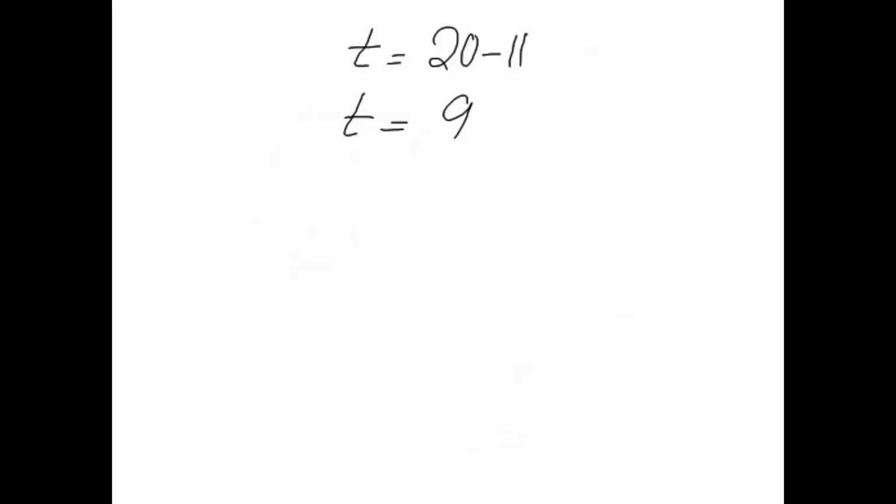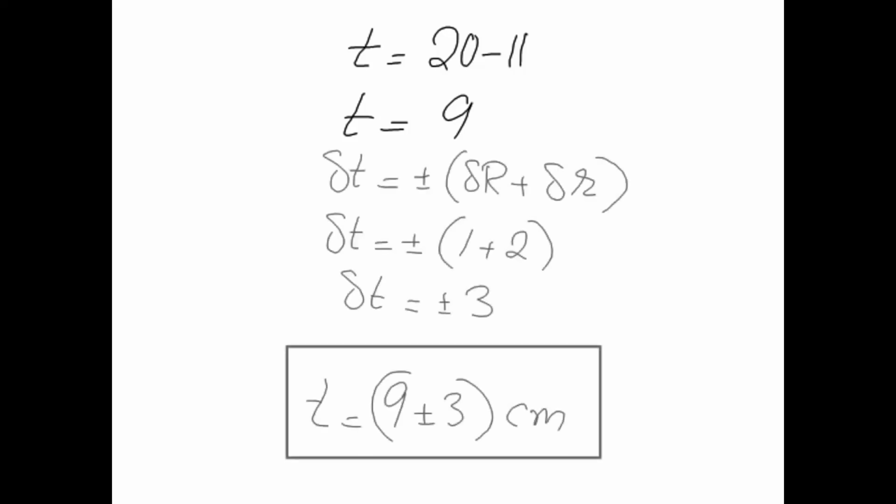Now look at the formula for the thickness. Thickness is equal to 20 minus 11, so the thickness is 9. You have subtracted the two variables, but when you talk about uncertainty, you will add them. So even though the quantities are being subtracted, uncertainties will be added. You have to copy this.